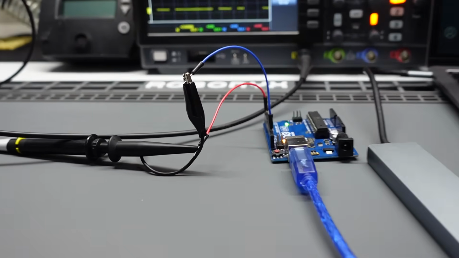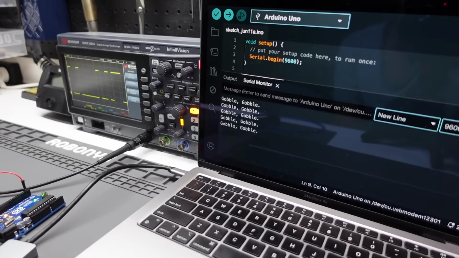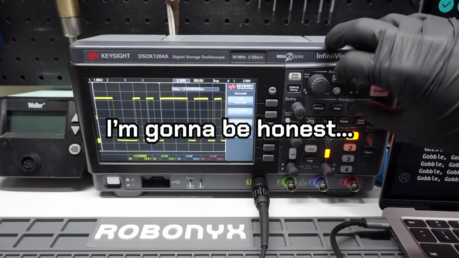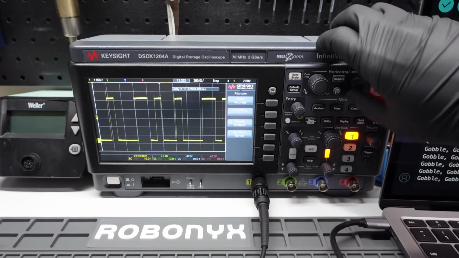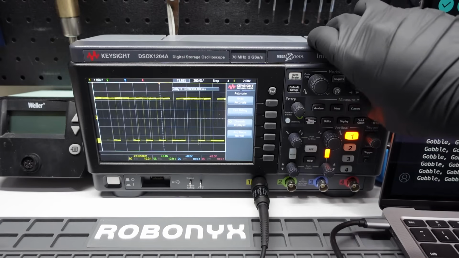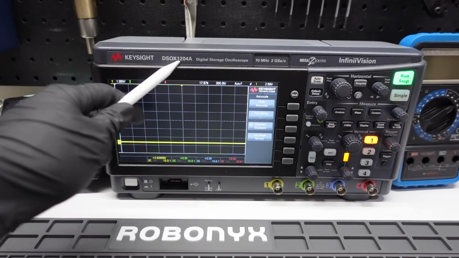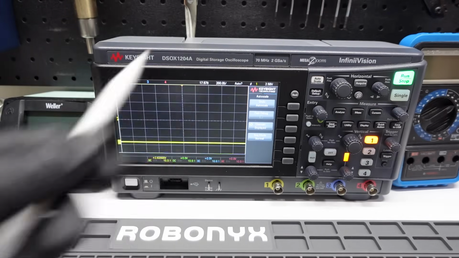The Arduino is serial printing "gobble gobble" to my computer, and that's what it looks like electrically. Super epic. I'm gonna be honest, you only need an oscilloscope when you start building complex circuits. And even then, you don't need one this good. This is the DSOX1204A by Keysight, and it's really overkill.